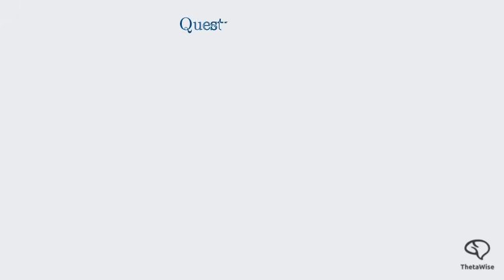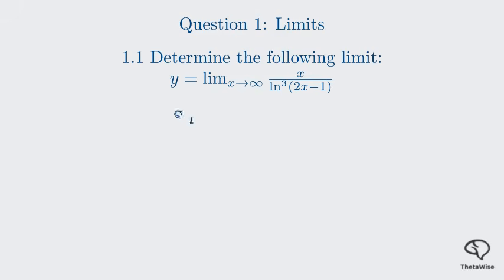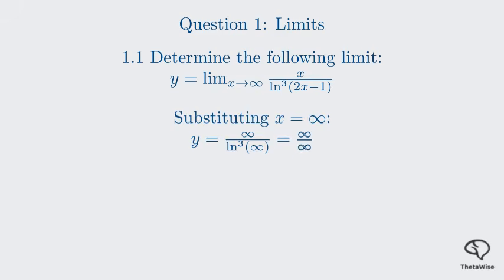In question 1, we are asked to determine the value of a limit. The first part, 1.1, asks us to find the limit of x over the natural log of 2x minus 1, all cubed, as x approaches infinity. The first step in solving any limit problem is to attempt to substitute the value x is approaching. In this case, that's infinity. Substituting infinity for x, we see that both the numerator and the denominator approach infinity. This is an indeterminate form of type infinity over infinity.